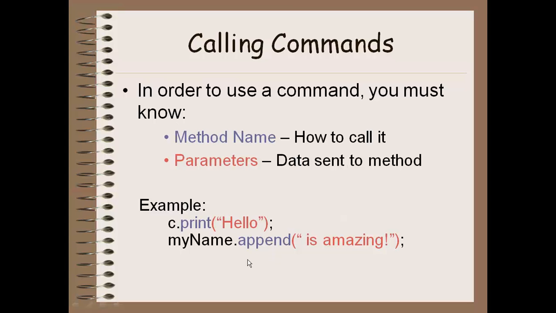Similarly, with our string buffers, we can give the command append and provide it some sort of string to append to the original string buffer. Whenever we use a command, it's preceded by a dot and the object or variable that it is going to be affecting. So in this case, I'm going to append this particular string buffer. I'm going to print to this particular console.